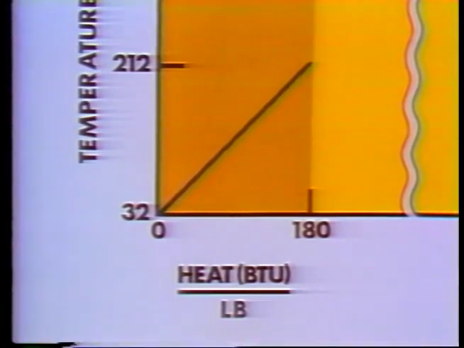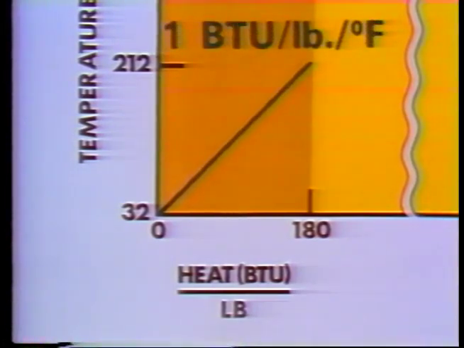The steepness of the process line is determined by the specific heat of water. As you know, the specific heat of water is approximately 1 BTU per pound per degree Fahrenheit. On the graph, this simply means that when 1 BTU per pound of heat is added to 1 pound of water, the temperature of the water increases 1 degree Fahrenheit. Okay, you've seen how specific heat changes as heat is added to water. Let's look at specific volume.